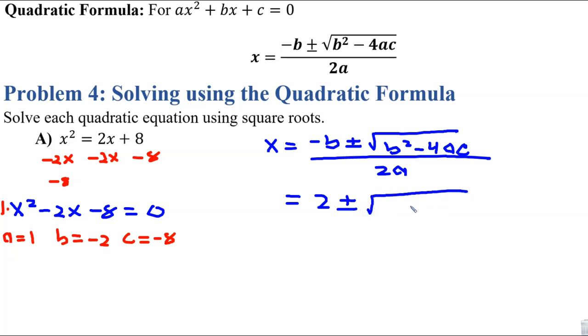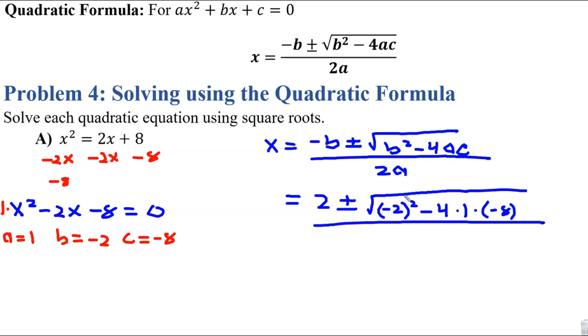Then we have a square root, kind of like we started off with to cancel out squares. Inside the square root we have b squared, so that's going to be my negative 2 squared. I'm going to put that in parentheses to make sure that when I square this, I do get a positive value out. Minus 4 times a, which is 1. I don't need to write it, but we'll write it anyways. Times c, which is negative 8. I'm going to write that in parentheses just to make sure I don't confuse multiplying by a negative 8 rather than subtracting 8. Then all over 2a. A is 1, so we'll say all over 2 times 1.